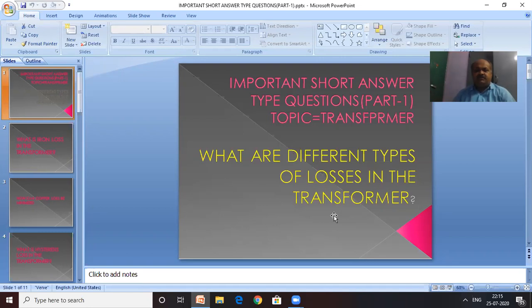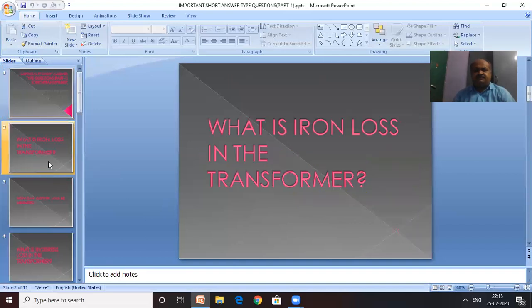So there are some losses in the transformer which are copper loss, iron loss, hysteresis loss, flux loss, and humming loss. So look at some important questions based on this.